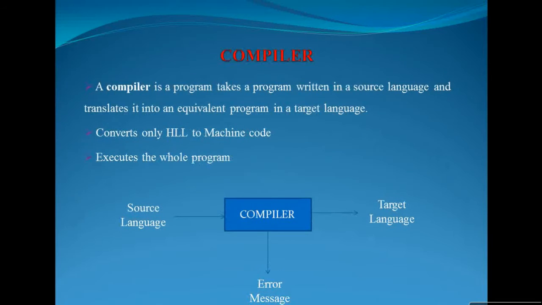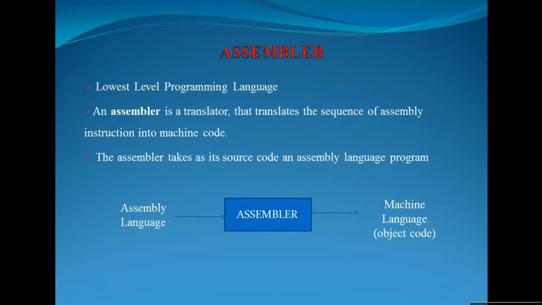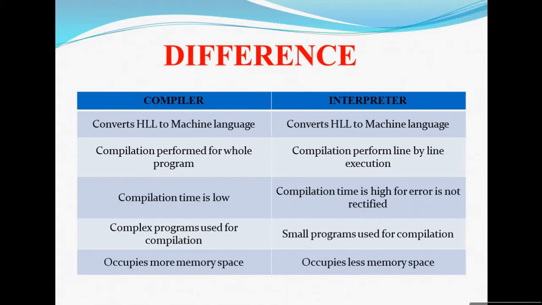The third type of translator is assembler. So assembler is one of the lowest level programming languages. This assembler acts as a translator and it translates the sequence of assembly instructions into the machine codes. So the assembler takes the source as an assembly language program, that is a set of mnemonics, and it converts to the machine language that is of object code. So these are the three types of translators in compiler design.